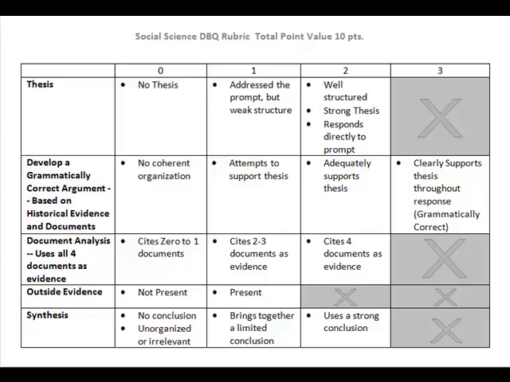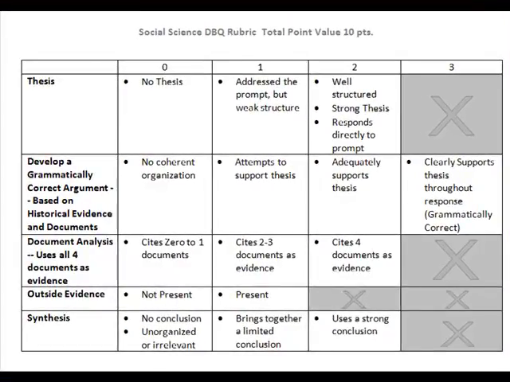Okay, so during class I explained to you guys the rubric, and on the rubric there's 5 parts you guys have to actually complete. The first is the thesis, developing a grammatically correct argument based on historical evidence and documents. The second one. The third one is document analysis. The fourth one is evidence, outside evidence. And the last one is synthesis. Those are 5 parts, a total of 10 points.